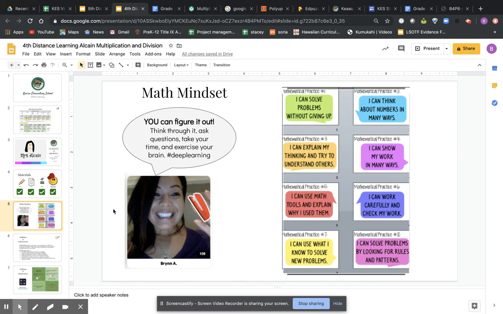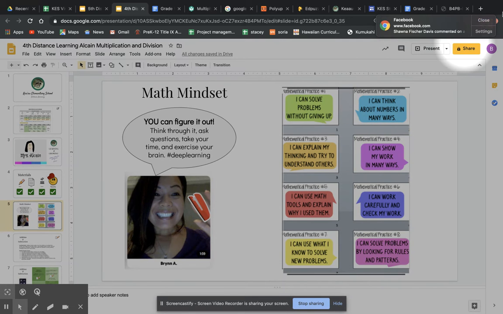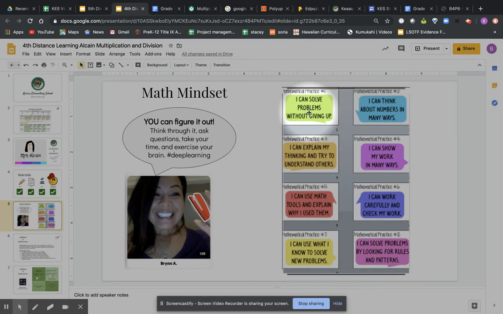So up here, see if I can get my pointer. So here you can see math practice number 1. I can solve problems without giving up. You can go ahead and say it with me. Let's say it again. I can solve problems without giving up.